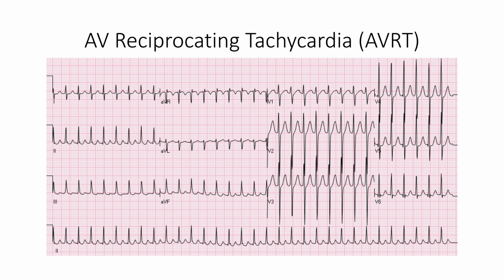In both forms of AVRT, orthodromic and antidromic, you have reciprocating tachycardia. That means that the atria are activated, and then the ventricles, and then the atria in a reciprocating fashion. It's like an electrical game of catch back and forth. The only way to truly cure AVRT is to ablate or destroy the accessory pathway connection with a catheter or with surgery.